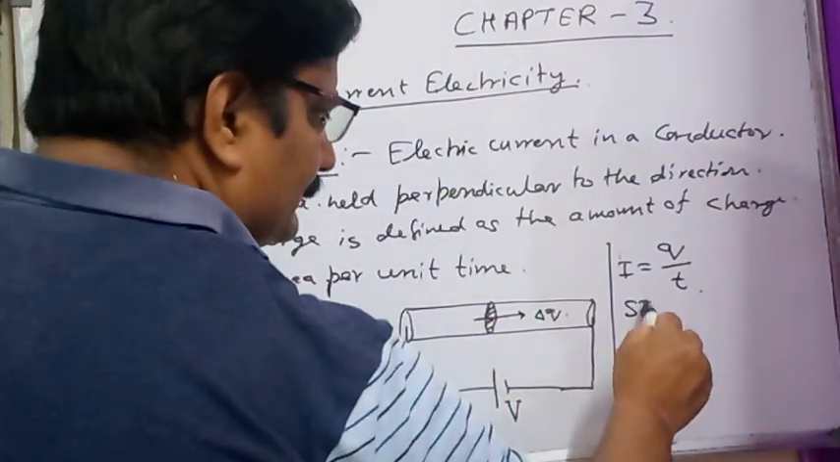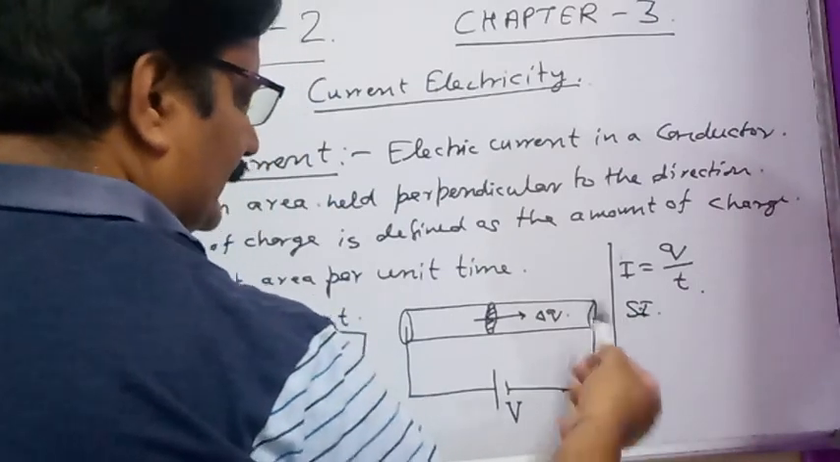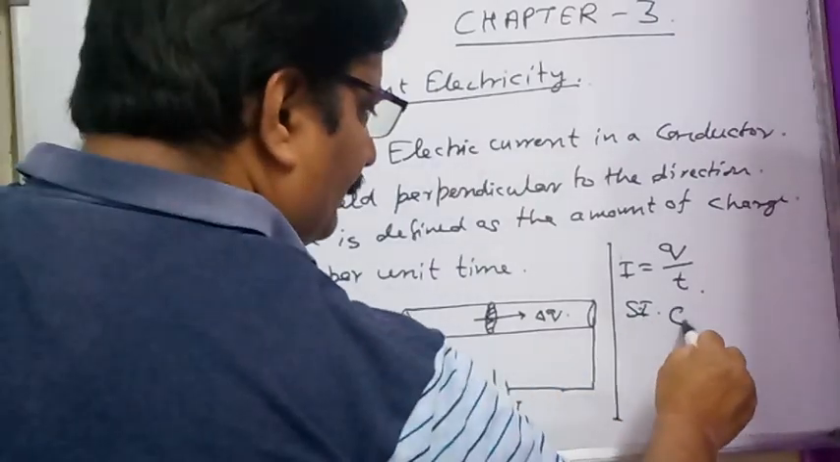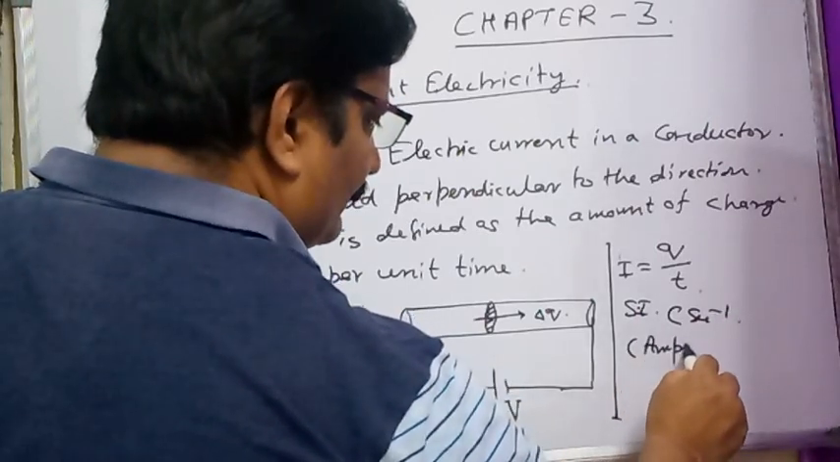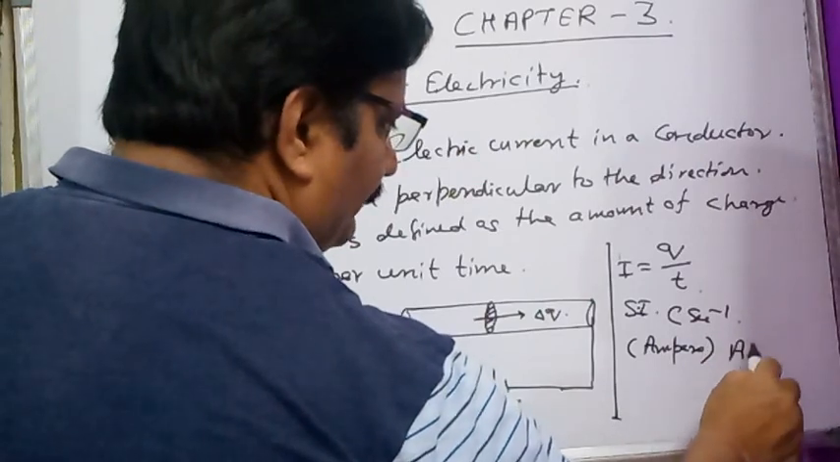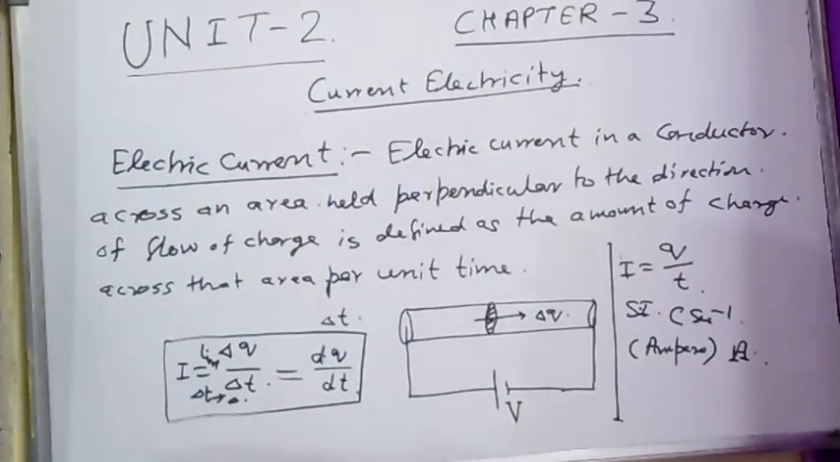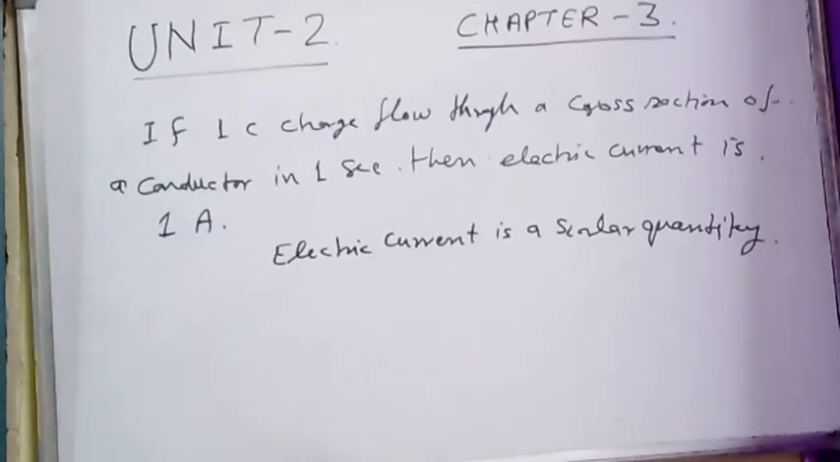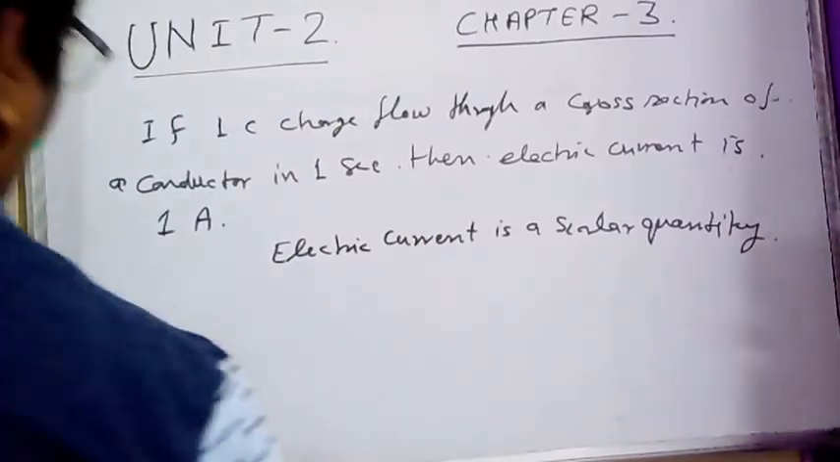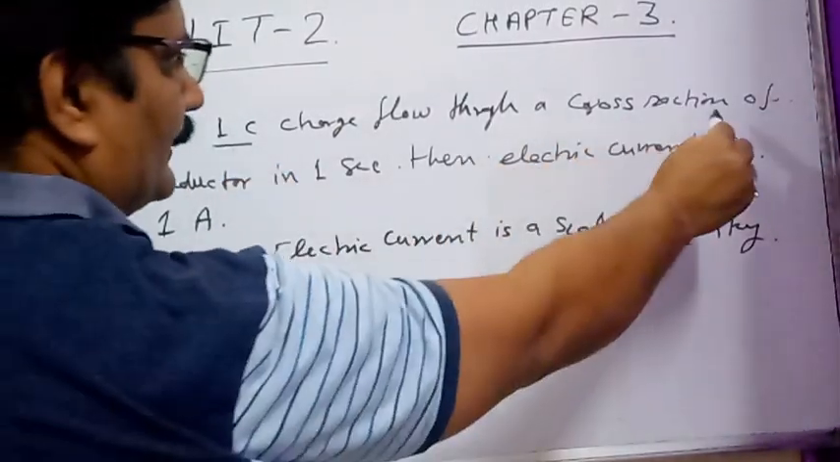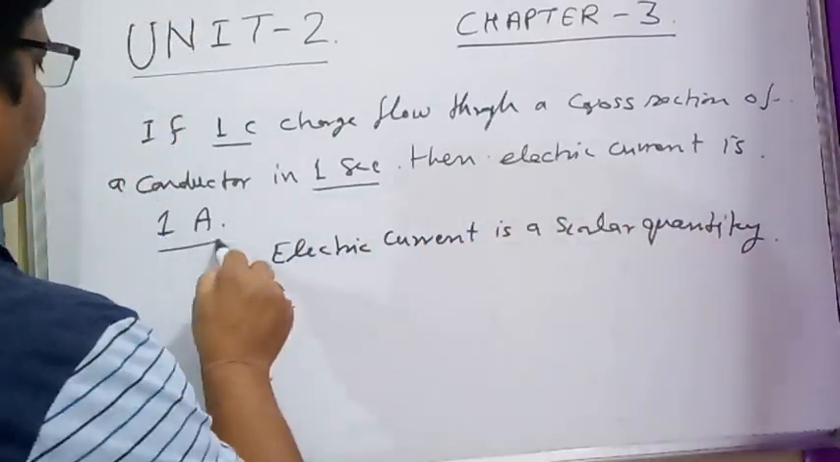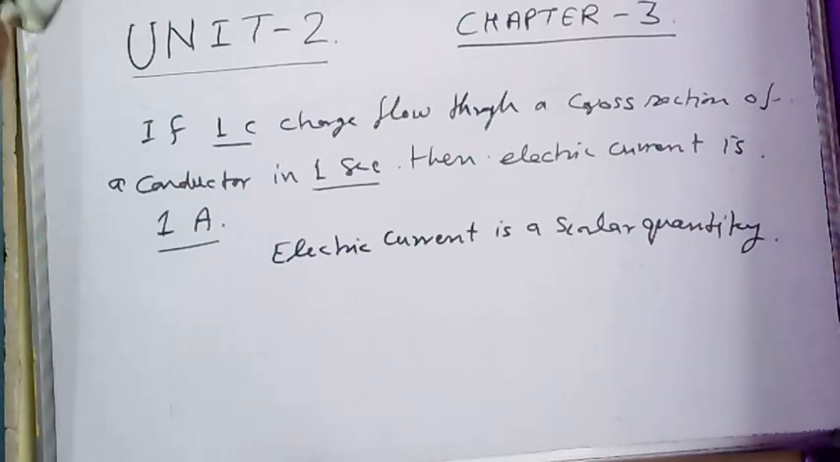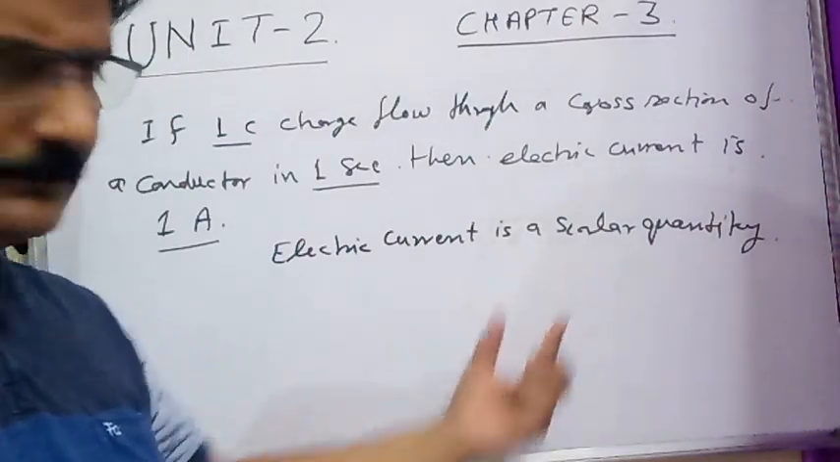So what can be the SI unit of this quantity, that is electric current? The SI unit is coulomb second inverse, and that is ampere. So the unit of electric current is ampere. How is an ampere of current defined? If 1 coulomb of charge flows through a cross section of the conductor in 1 second, then the electric current is 1 ampere. And electric current is a scalar quantity.